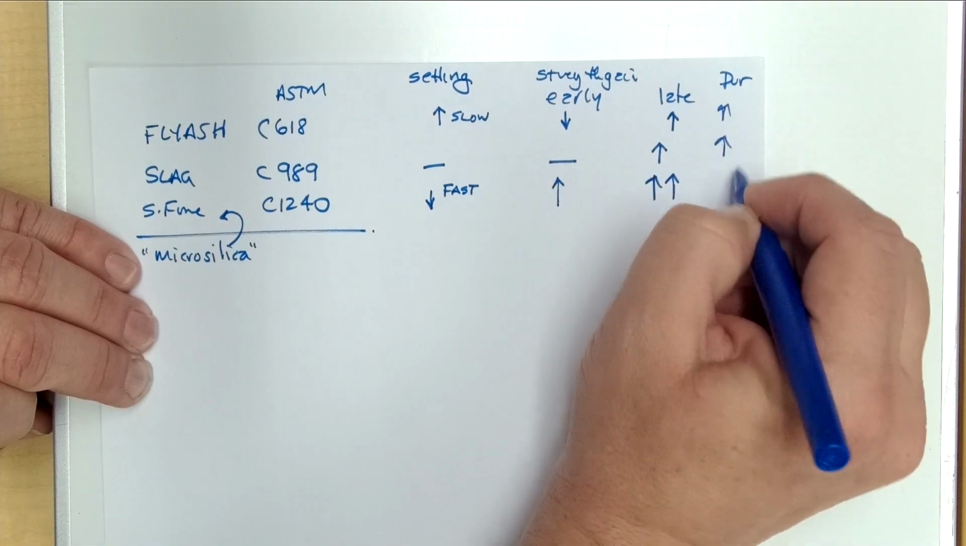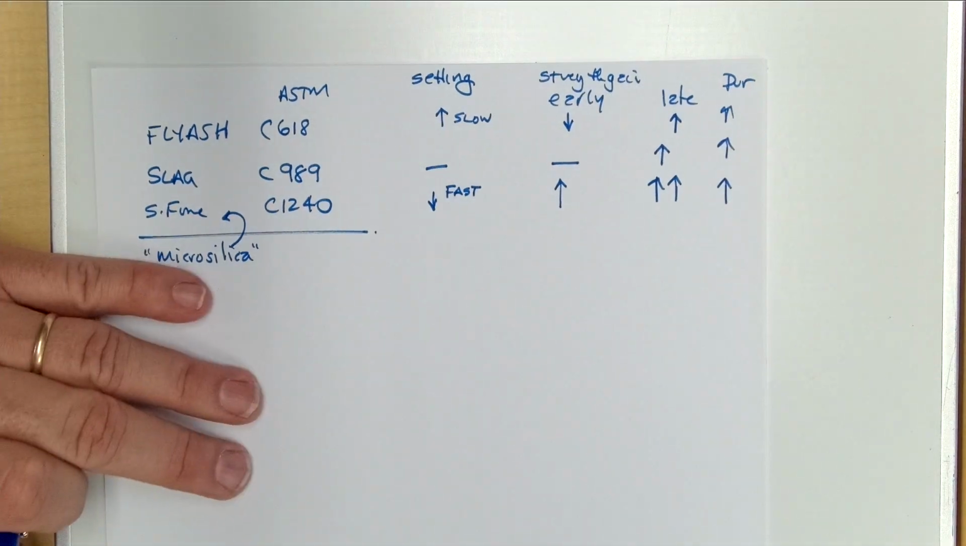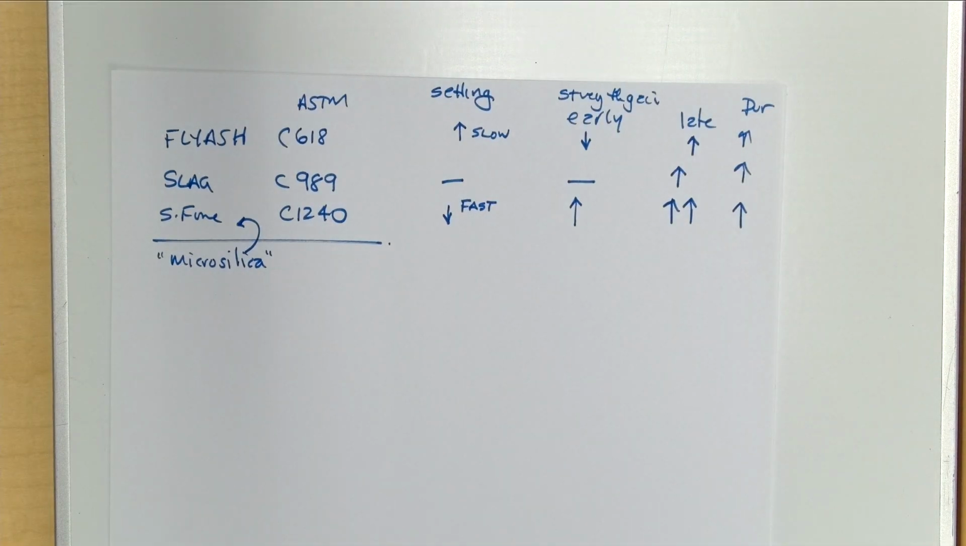Durability improves with all three. So we need to define what durability is, but we have to talk about chemical admixtures first. But this is the real driving force for using these materials: we can make more durable concretes.